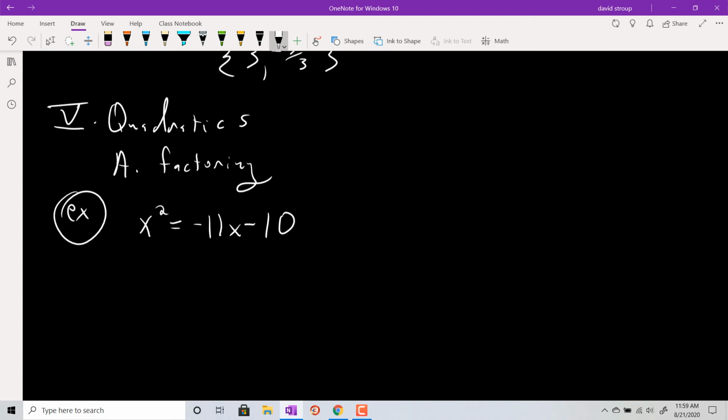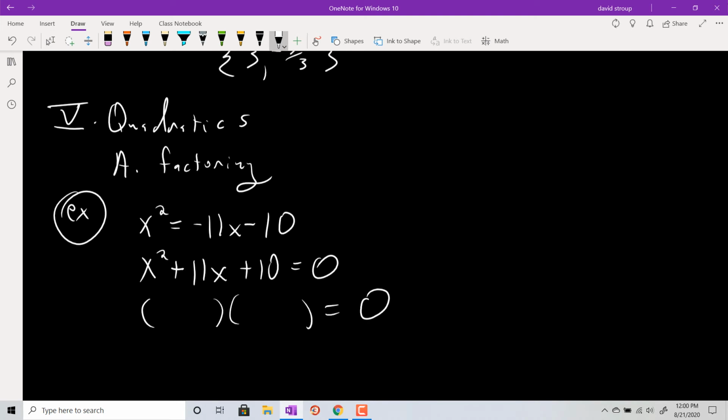So how did that work? We want to set it equal to 0. So I'm adding 11x to both sides and adding 10 to both sides. And then I try to factor it. Okay. And I like to set up my parentheses. It has to be x plus something times something that's 10, but adds to 11. Okay, so 10 and 1. Okay. And then you take the parts and set them equal to 0.